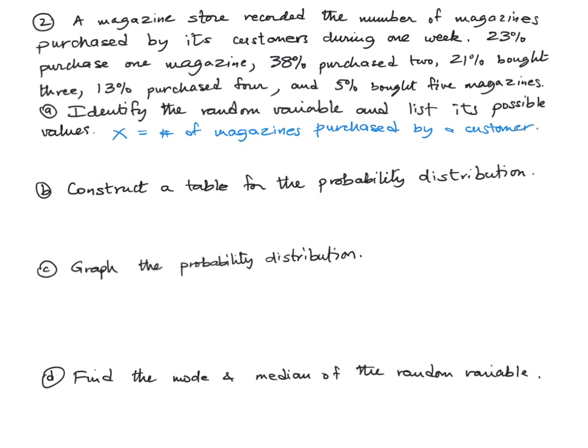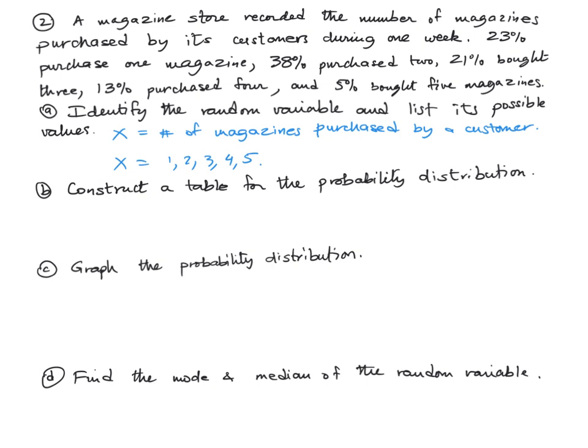And now I want to list its possible values. Well, in this case, I just gave it away. X could equal 1, 2, 3, 4, or 5. Now you might say, well, what about 0? Well, if the person purchased 0 magazines, and magazines is the only thing that these people sell, then they weren't a customer. They may have walked in and browsed and then left, but they're not technically a customer until they bought something. So having 1 being the smallest number of magazines you could purchase makes sense.